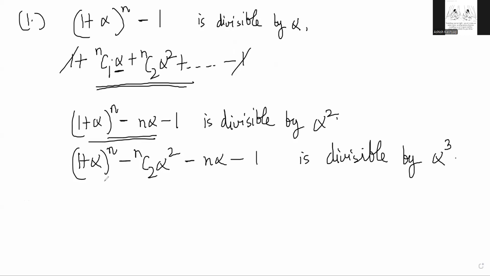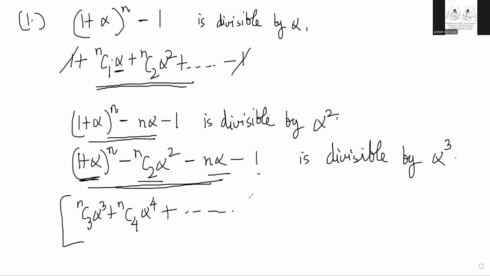The reason for all of this is simply: expand it, and you'll be able to cancel the square terms, the linear terms and the constant term, and you'll be left with nc3 alpha 3 plus nc4 alpha power 4 and higher terms. So obviously you can see that alpha cube can be taken common here, and it is divisible by alpha cube. Now, some more standard results that you should know are results like these. What is the coefficient of x to the power n minus 1 in the expansion?